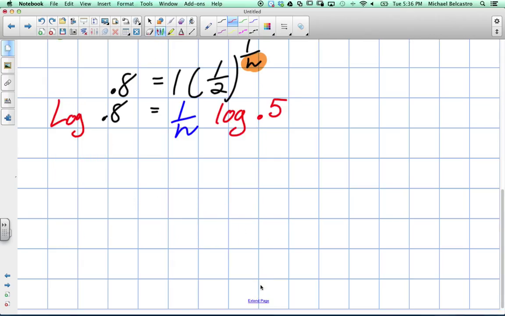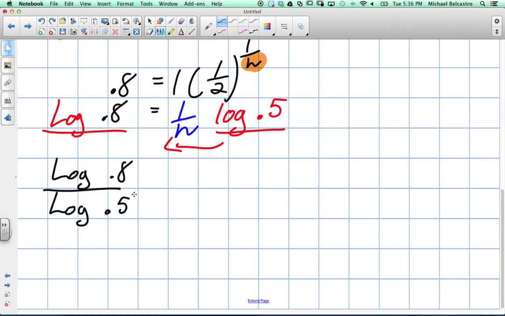What we're going to do here is bring our values to the other side. When we bring our log 0.5 to the other side, it becomes division. So we're left with log base 10 of 0.8 divided by log base 10 of 0.5. That makes sense so far? Is equal to 1 over h.